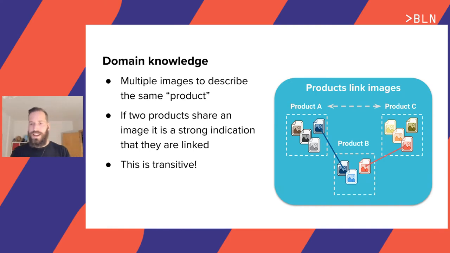But in essence, I want to make the link between products, and I can do it through the images, and I can also augment the similarity between the images through the products. So what would that look like in terms of implementation?